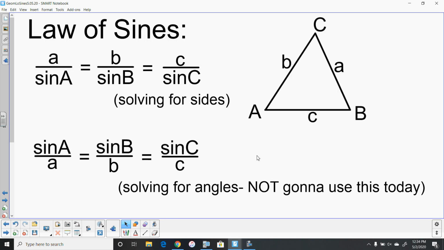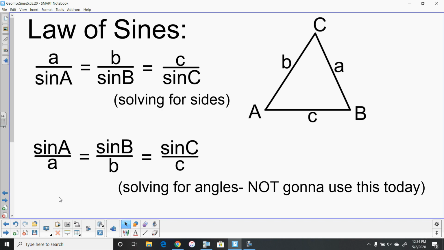I know this looks a little bit crazy here. This whole bottom extended proportion that you see here, we're not going to use any of that this year. It's something I could show you easily in a normal classroom setting, but given our difficulty with remote learning, it's not a great situation. Let's just use the law of sines to solve for a side, and we'll call it good from there.